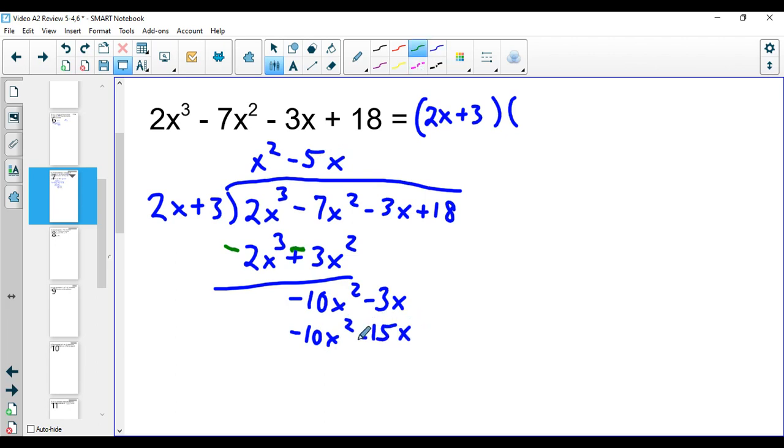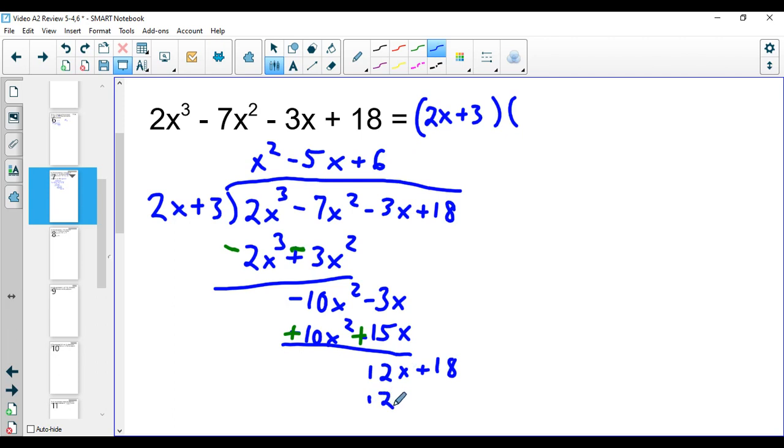Now we change the signs. That becomes positive. This becomes positive as well, and those go away. This becomes a 12x. Bring down the plus 18. And what do we multiply 2x by to get to 12x? Well, that's plus 6. And hopefully we will get no remainder here.